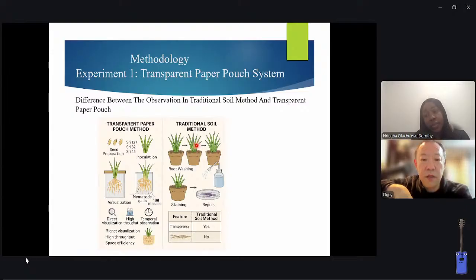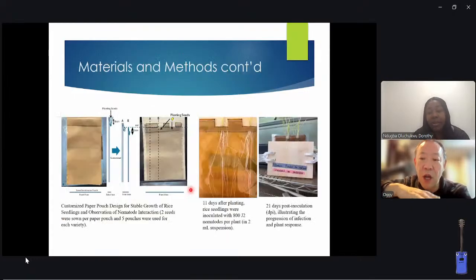So, the next question is: is this transparent paper pouch easy to get or easy to buy? How do you get this? Yes, this one. Is this just normal paper? It's just normal paper, for research. My sensei got it because he knows where to get it in Japan. He knows better where to get it in Japan.